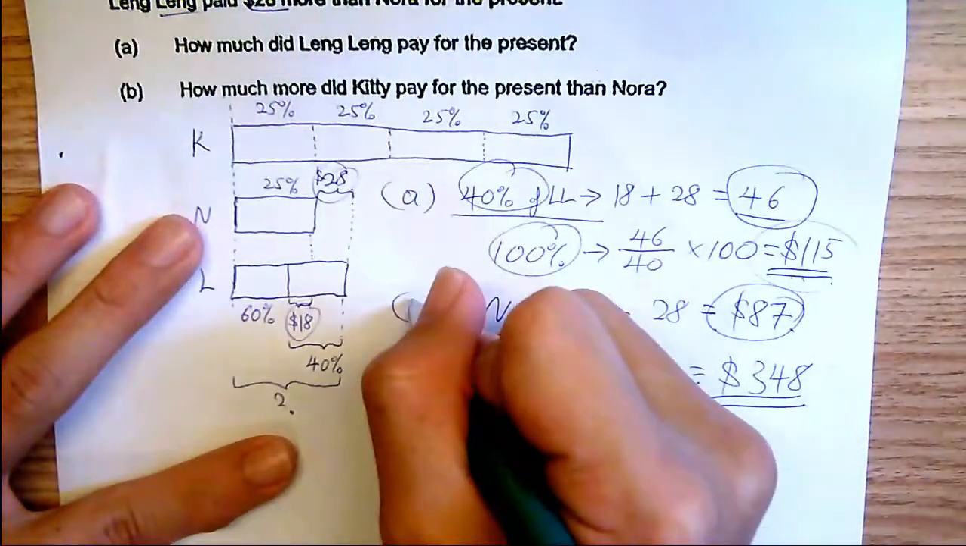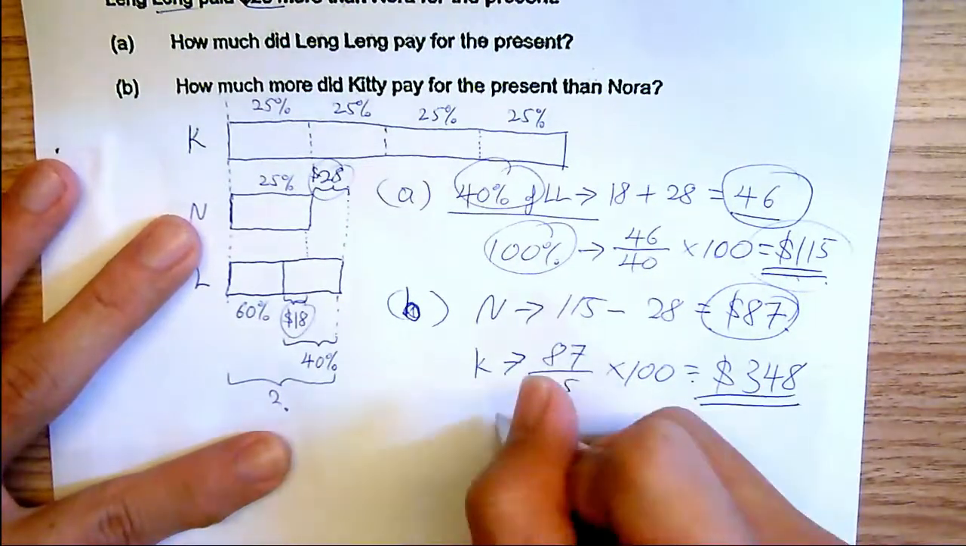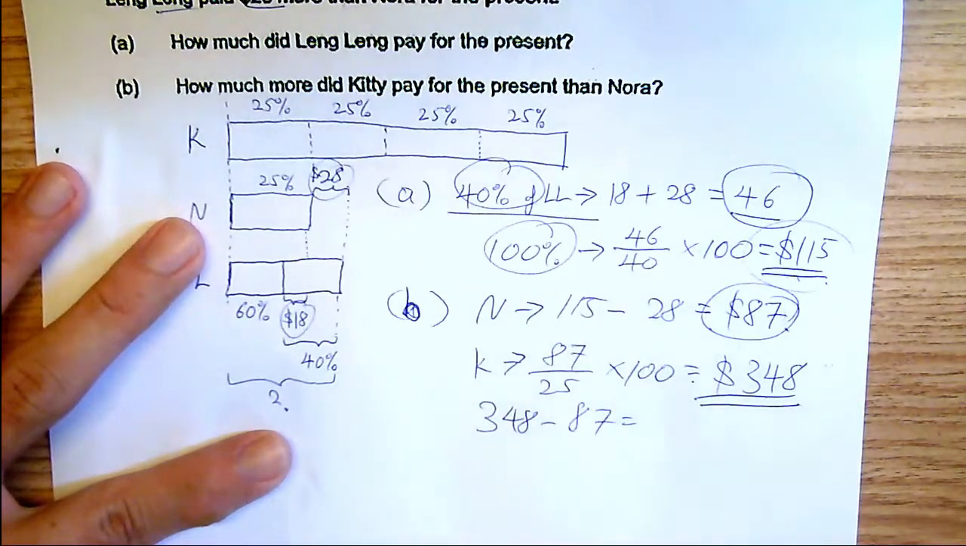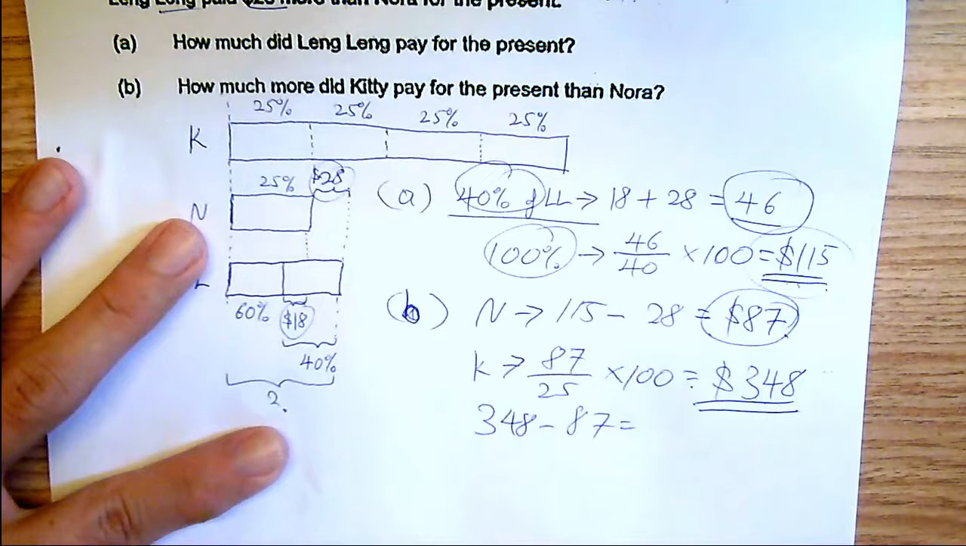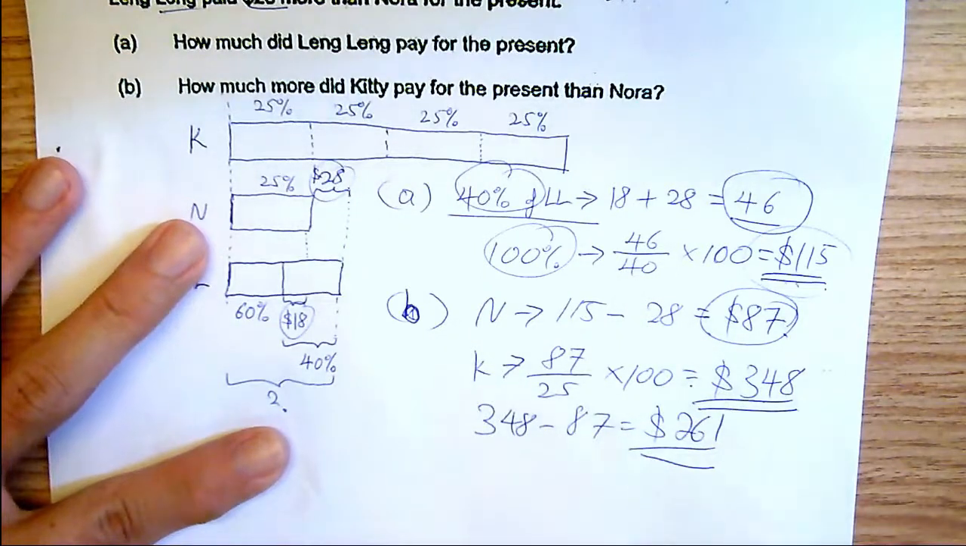Oops, sorry, this is not part A, part B. My bad. So to answer the question, we just take 348 minus Nora, $87, and that will give us 348 minus 87, 261. This is actually how to get the answer.